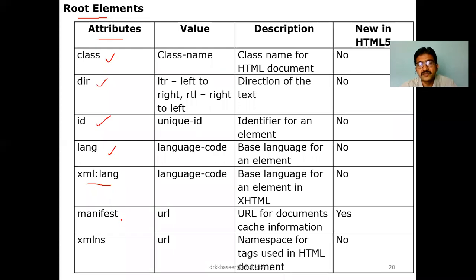And manifest. Manifest is like a URL for document cache information. Manifest, the best example: hope you have seen that you are saving your YouTube videos, right? You save those videos whenever you are on a journey without internet connection, and you play those videos. Now without internet, did you find out where those videos are saved in your YouTube? If you click on the save button, it will save those things. But where is it saving? In your mobile.